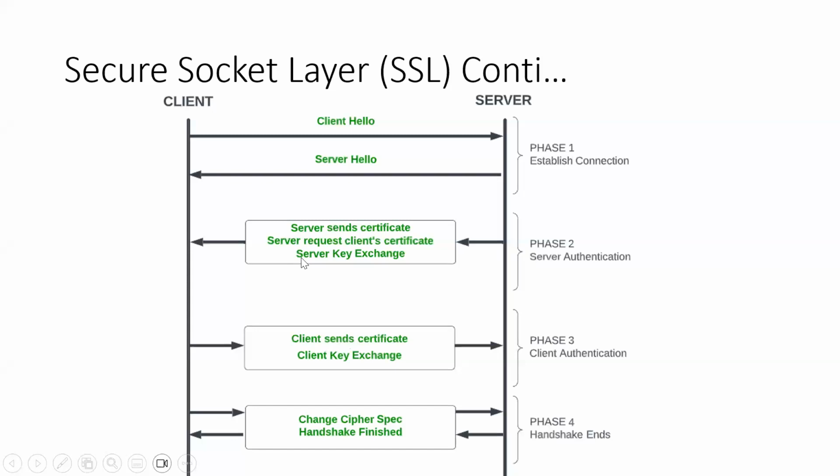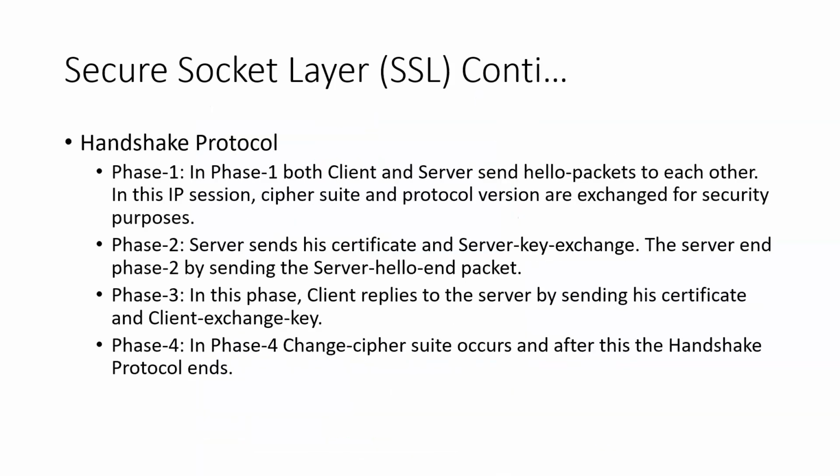So again, it will be checking the server. It's going to send its certificate and request the client certificate and all that. So it exchanged the public key, which you have shown there, right? Okay. Again, from the client, now he's kind of feeling safe. So he's going to send the certificate and exchange his public key. Okay. Now it's the client authentication stage. So change the cipher spec, handshake finish. So they have established the connection here. Okay. It is all about the handshake protocol.